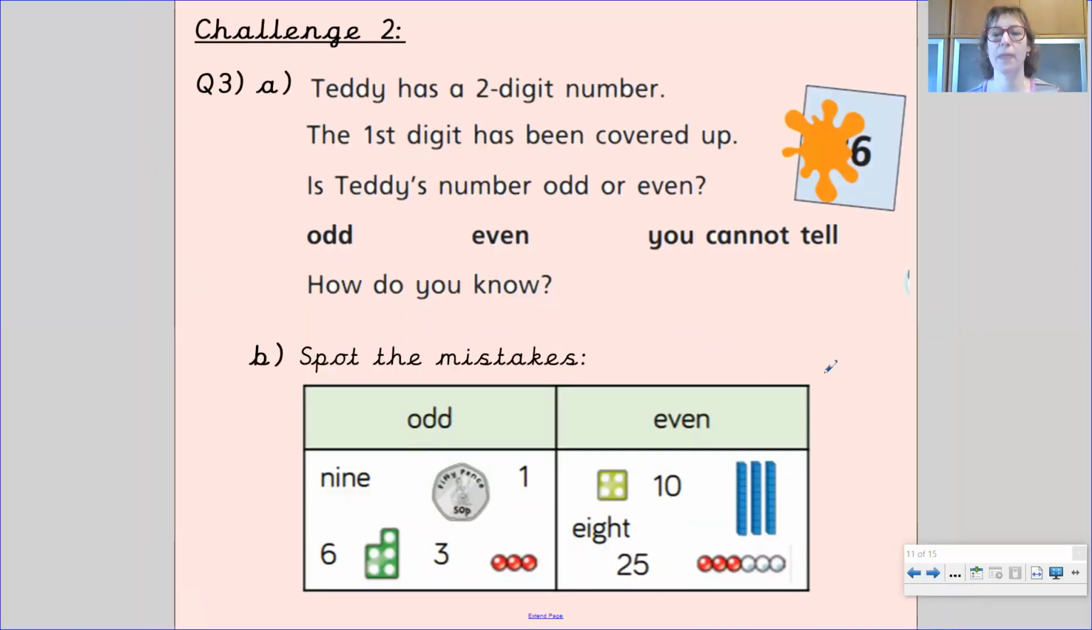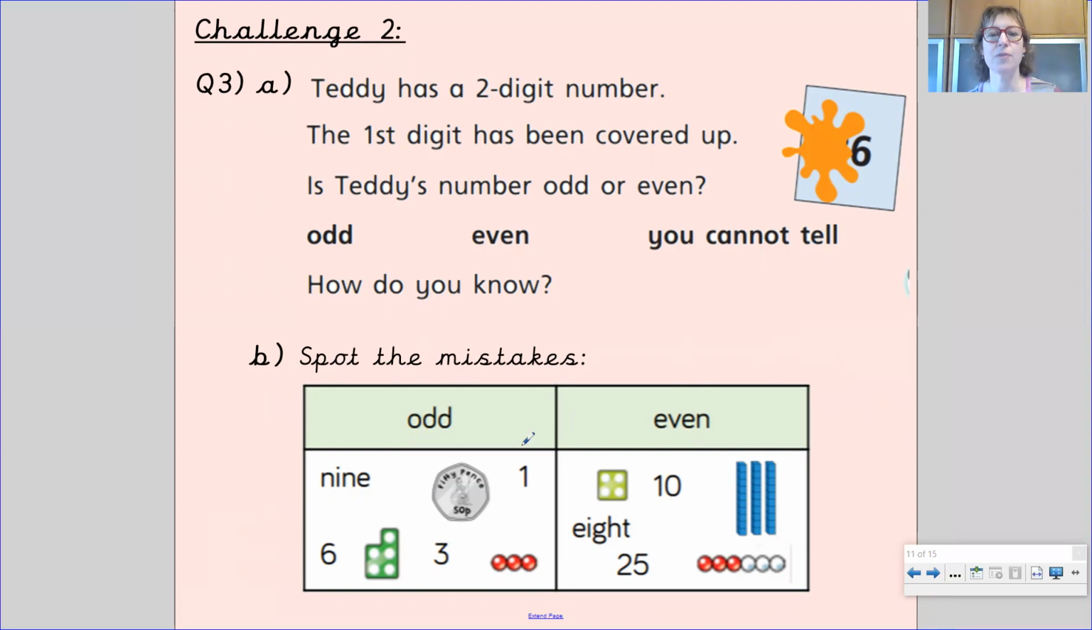Challenge 2. Okay. Teddy has a 2-digit number. The first digit has been covered up, and that's the second digit. So is Teddy's number odd or even? And how do you know? So do you know? Is it odd? Is it even? You don't know? And how do you know?